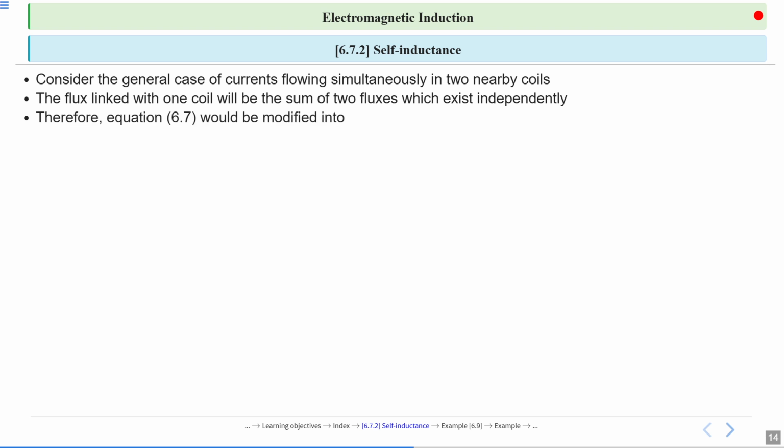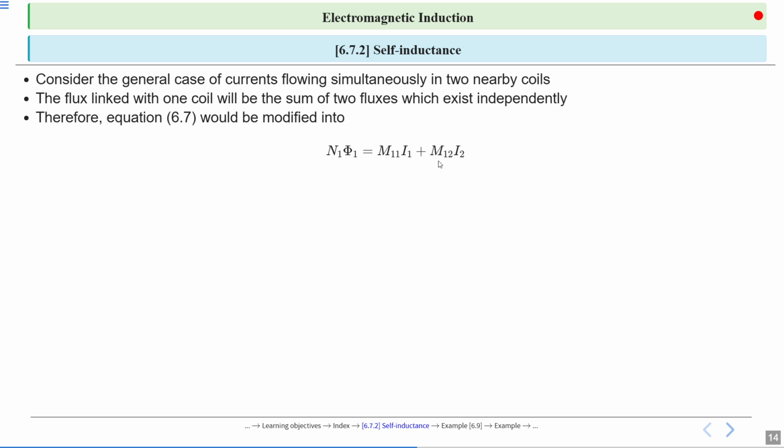Therefore, equation 6.7 would be modified. We have discussed equation 6.7, that was N1 phi1 equal to M12 I2. But now, due to current flowing through the same coil through which we are going to calculate the flux, the current is flowing through that coil also. So due to the current flowing through the same coil, there will be another term due to the self-inductance, that will be M11 I1, that is the induction of the first coil due to the first coil.